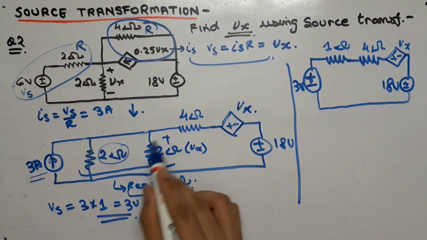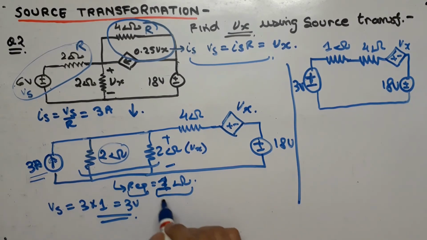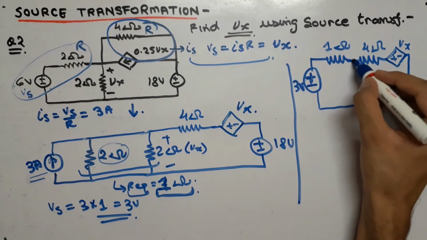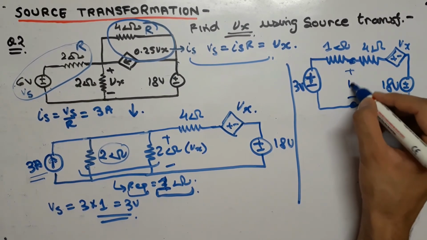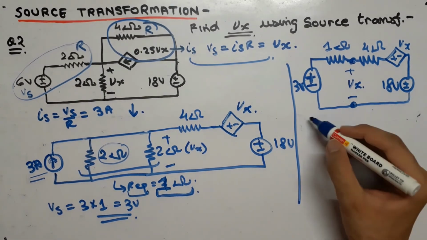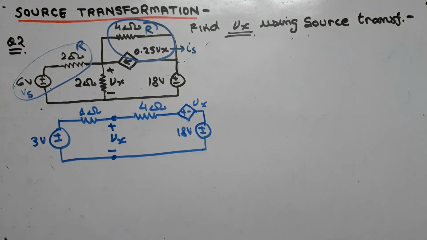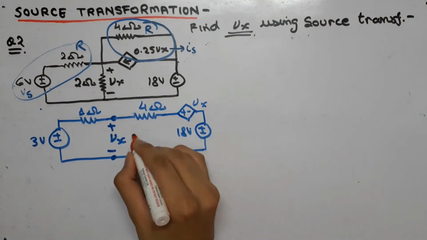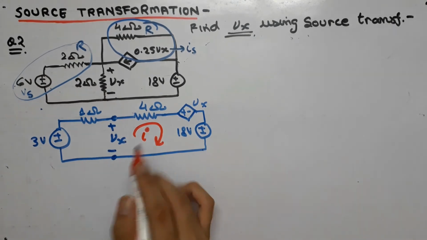Now keep in mind that we have used this 2 ohm resistor with this one to find the equivalent resistance, that is 1 ohm. So Vx will now be across these 2 points, that is this will be plus minus Vx. Now we will apply KVL in this circuit to find the value of Vx. Now let us suppose that current I is flowing in this circuit. So now we will apply KVL in this whole loop.